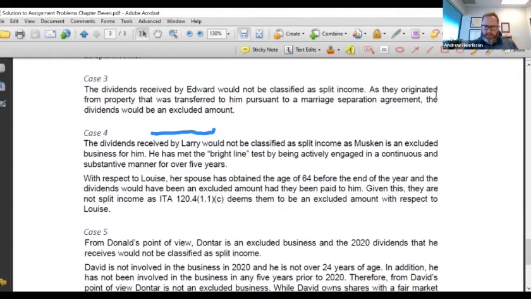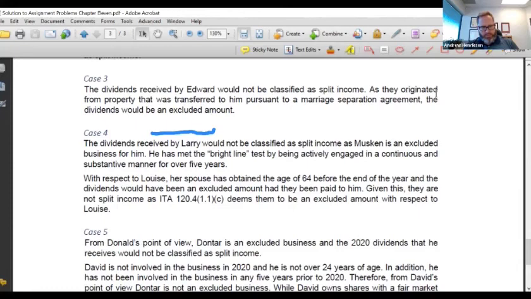As a part of the settlement agreement, Elsie was required to have Cole Industries issue a second class of shares to Edward. During 2020, as required by the divorce decree, these shares paid dividends to Edward in the amount of $50,000. So remember, we mentioned that there was a special exclusion here when the property transferred is part of a separation agreement, the breakdown of a marriage. So again, this one's pretty straightforward. That's just an exception. So those would be considered excluded amounts for that reason.